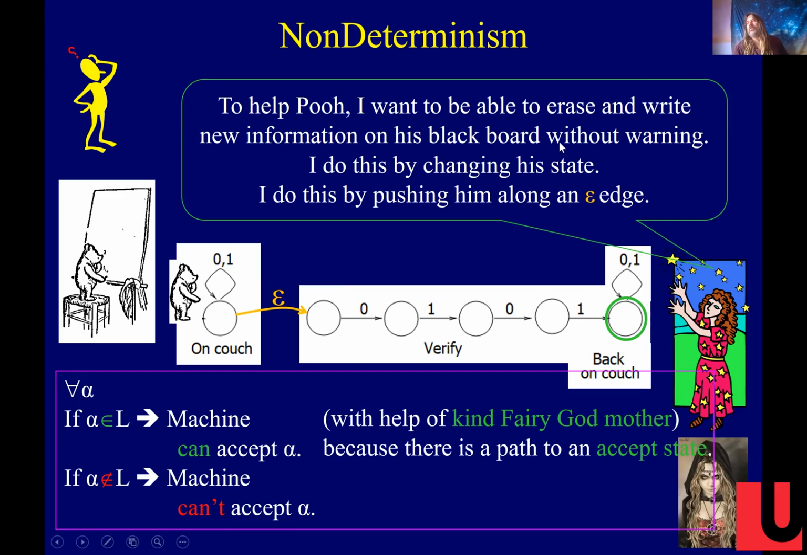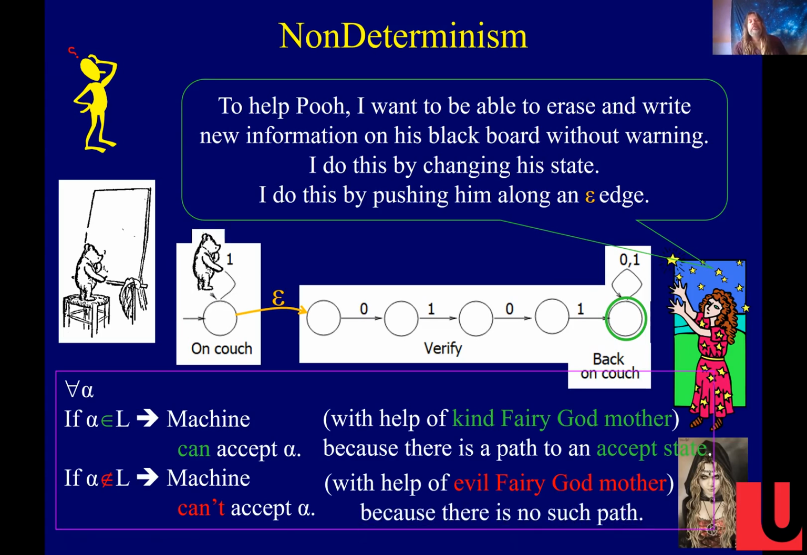It doesn't contain 0, 1, 0, 1. Then the machine can't accept. Even if there's an evil fairy godmother trying to make you accept, you simply cannot accept. And why is it that you can't accept? Because there's no path to get there. Maybe you sit on the couch for a while, then the evil fairy godmother pushes you off the couch, and then you go for a while. But can you get all the way across? If you could, then you would know there was a 0, 1, 0, 1, but there's not. So you can't get all the way across.